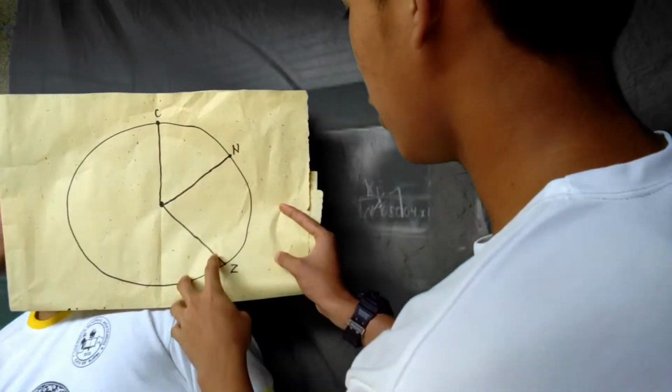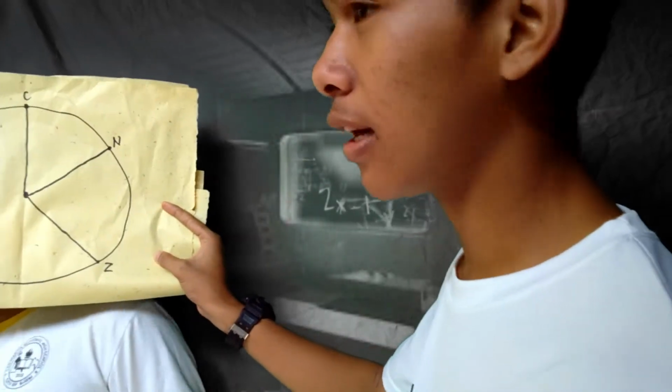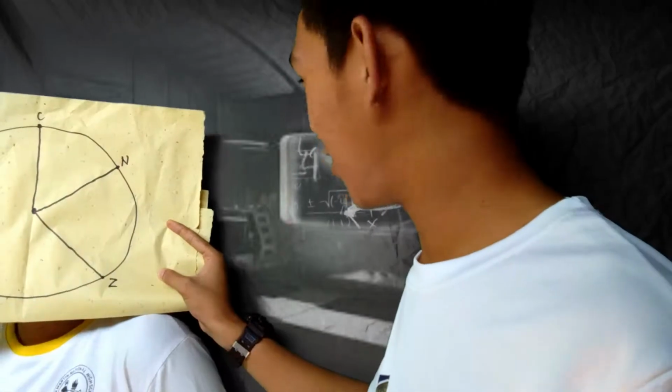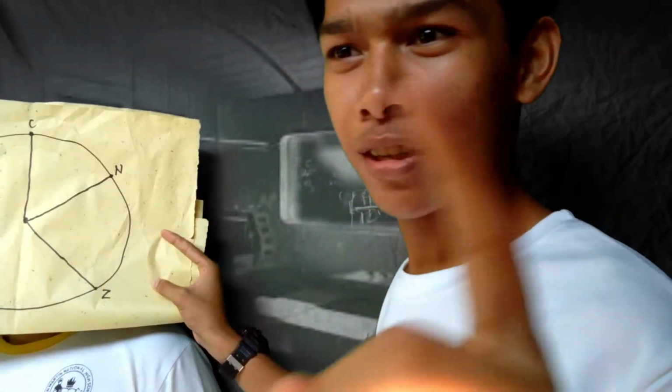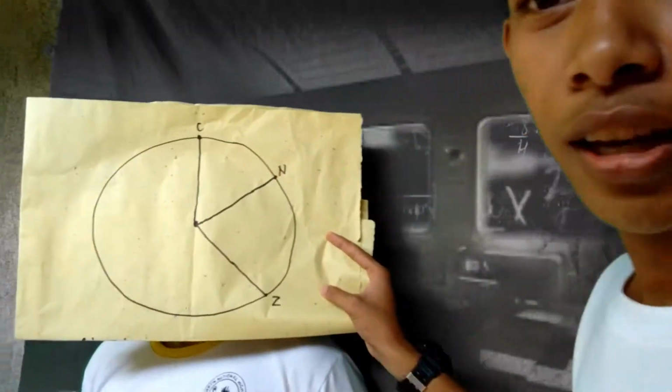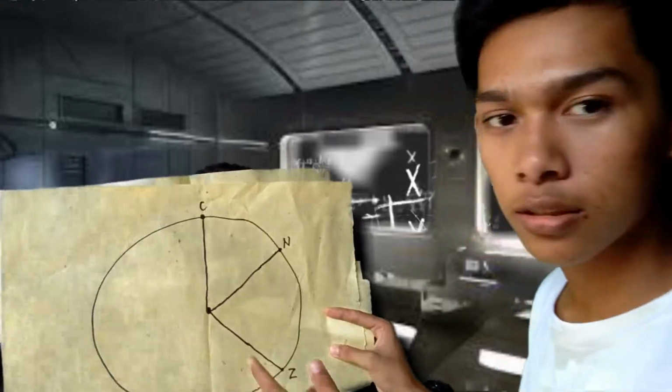An arc is a part of a circle. A semicircle is an arc that measures one half of the circumference of a circle. This circle has 3 points, point C, point N, and point Z, and has arc CN, arc CZ, arc CZN, arc CNZ, and arc NZ. And the semicircle is arc CZ.